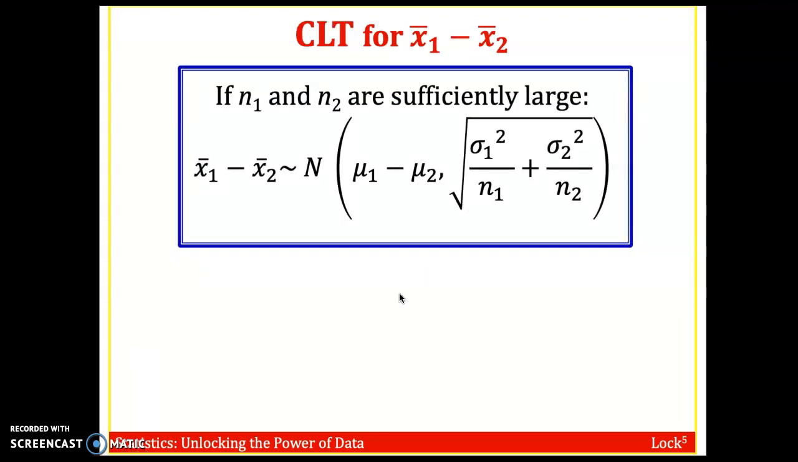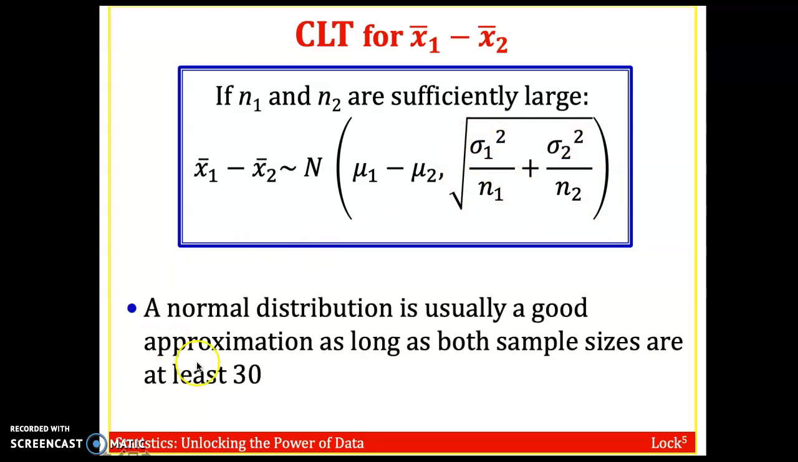All right, the central limit theorem for the difference of two means says that if n1 and n2 are sufficiently large, we'll talk about this in a second, the difference of two sample means can be assumed to be normal. The center will be the difference of the two population means, and the standard deviation of the normal distribution will be the standard error formula we had on the last slide. For our class, we're going to assume a normal distribution is a good approximation as long as both sample sizes are 30 or larger.